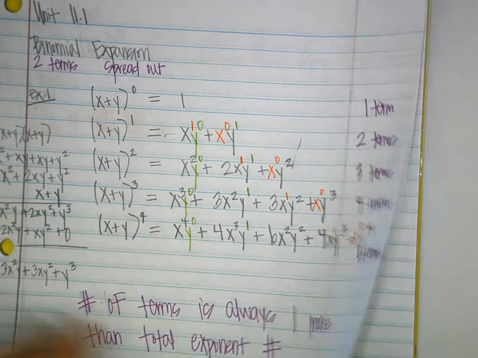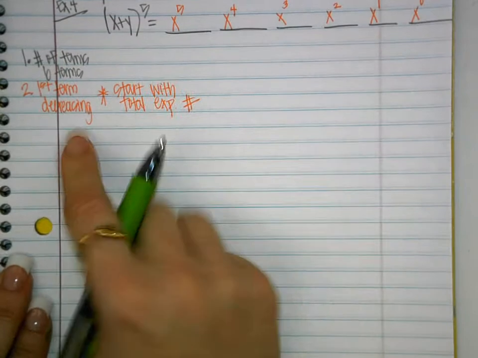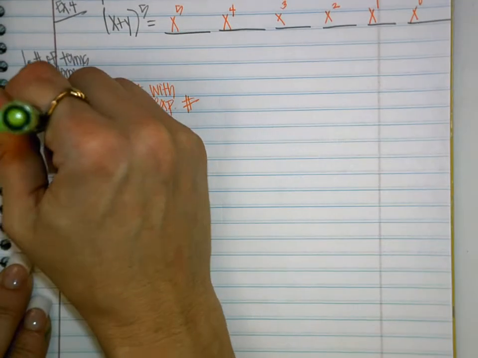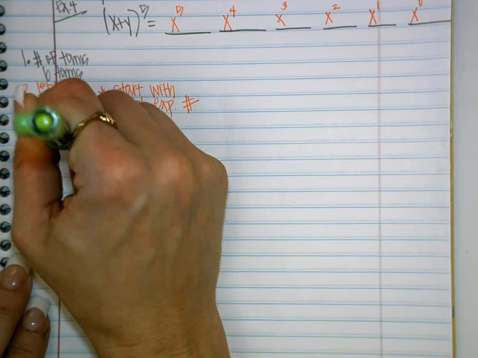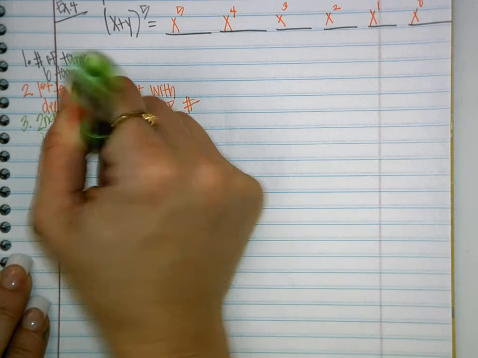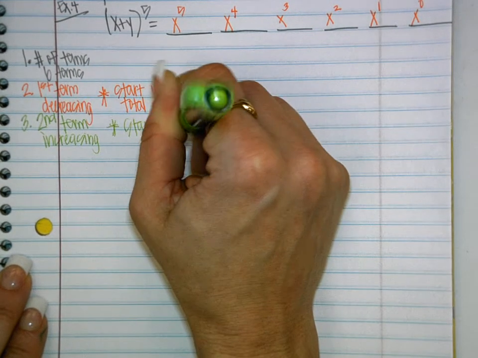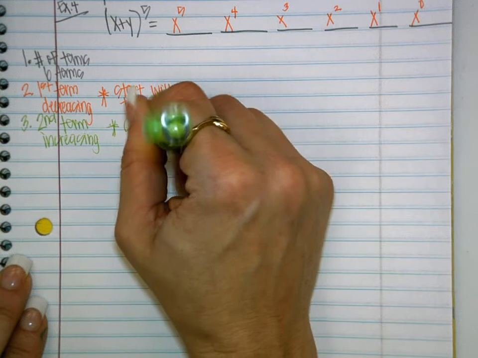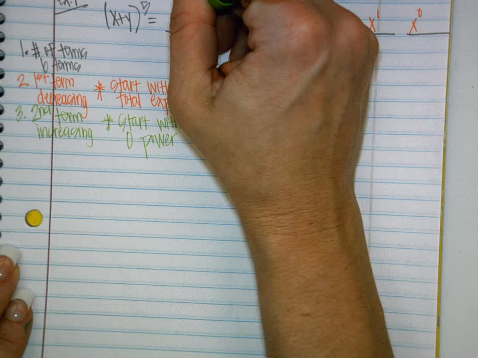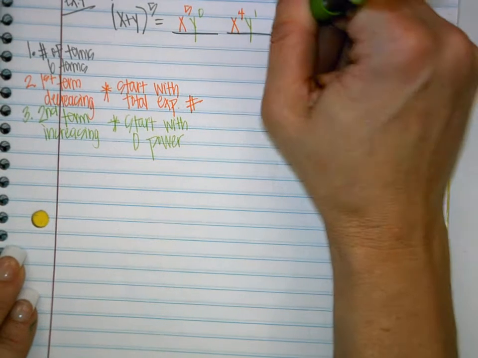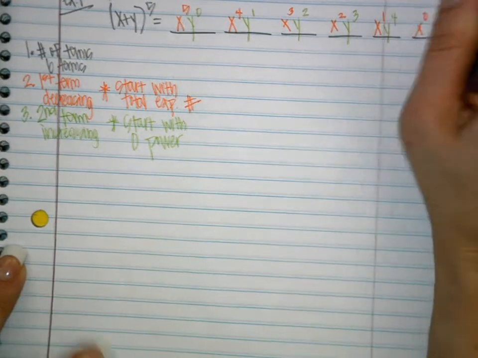It is increasing. Okay, so the first thing we did, we put in our first term was decreasing. Second term, okay, second term is doing what? Increasing. Second term, increasing. And you always start with what power? Start with 0 power. So, then I'm going to put in my y exponents. So, y to the 0, y to the first, y squared, y cubed, y to the fourth, and y to the fifth.